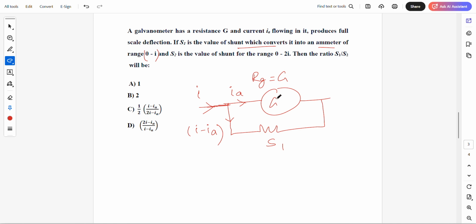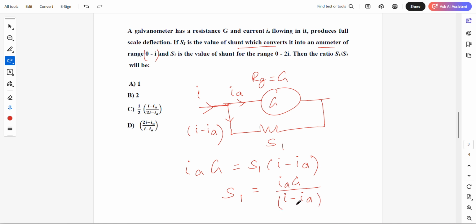These two are in parallel, so I can equate the equations. The voltage will be the same. So IA, and the resistance here is G, so IA into G is equal to S1 into I minus IA. What is S1 then? S1 is equal to IAG divided by I minus IA, right?